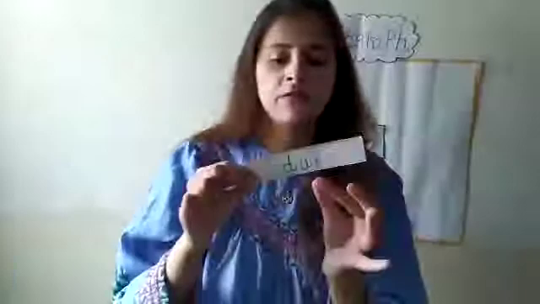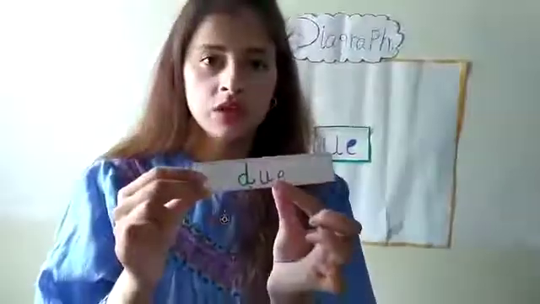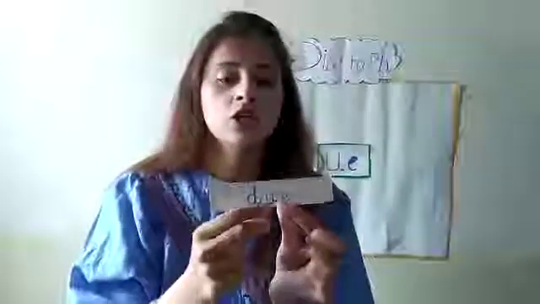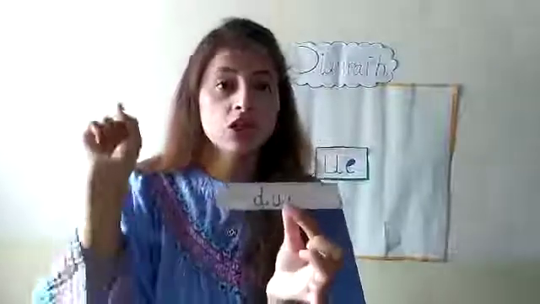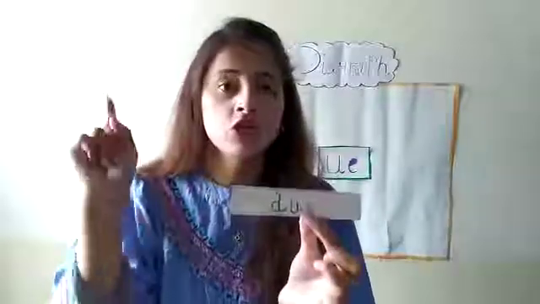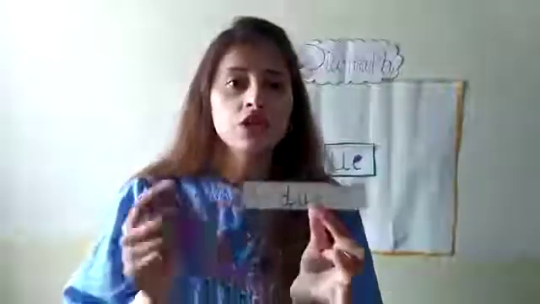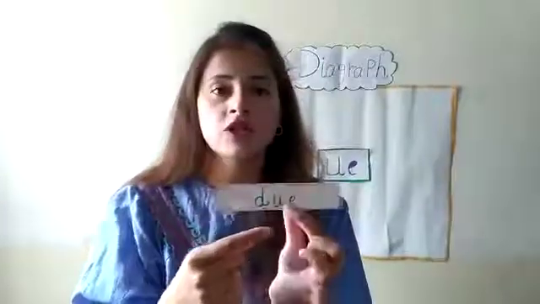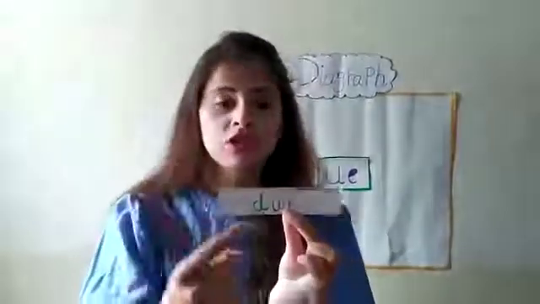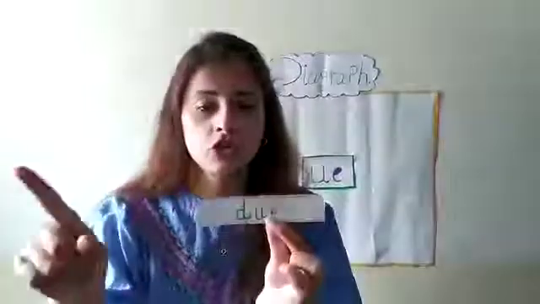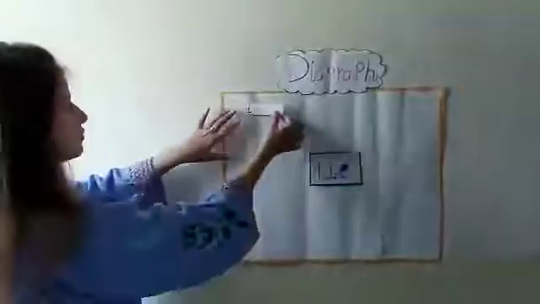Okay, so let's have a look at some words. The first word is do. Do. D, you. Do. And how many sounds in a do word? Two sounds. D, you. Do. Two sounds in a do word.